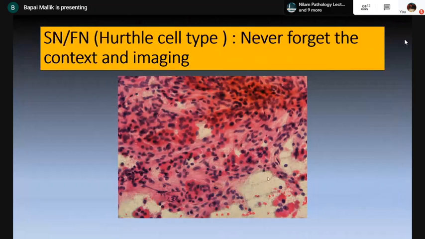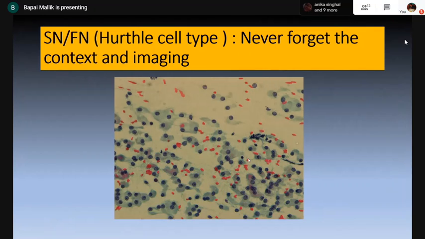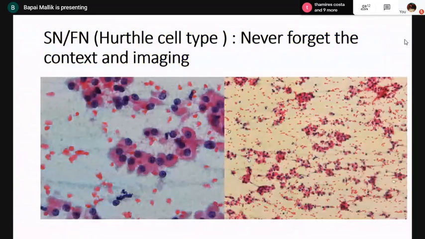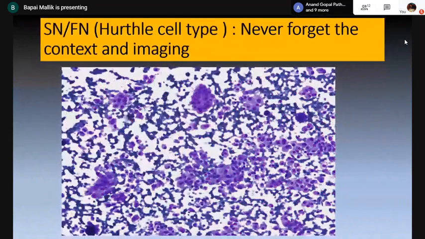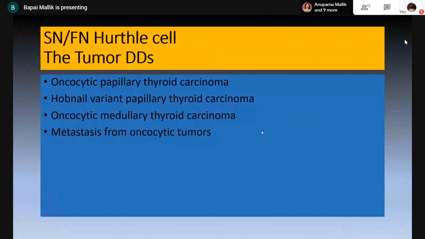This is the other type of follicular neoplasm, the Hürthle cell type. Never ever forget the context, because I showed you that you can have a tremendous amount of Hürthle cell proliferation in the setting of multinodular goiter and Hashimoto's. Once again, Hürthle cells in a follicular neoplasm, Hürthle cell related. Another picture, a couple of pictures from a similar lesion. You can see a lot of Hürthle cells. This is MGG, just full of Hürthle cells. But again, the context is very important.